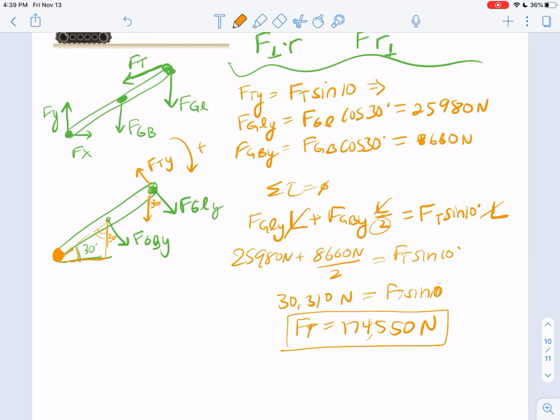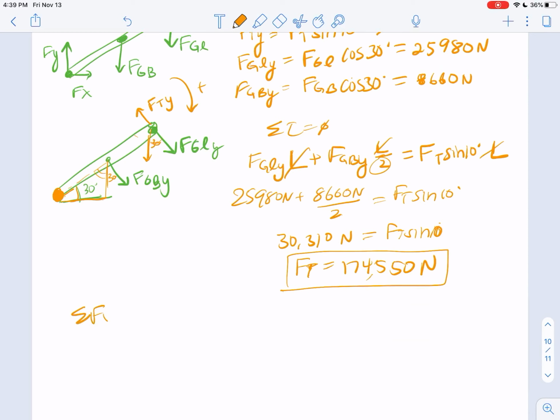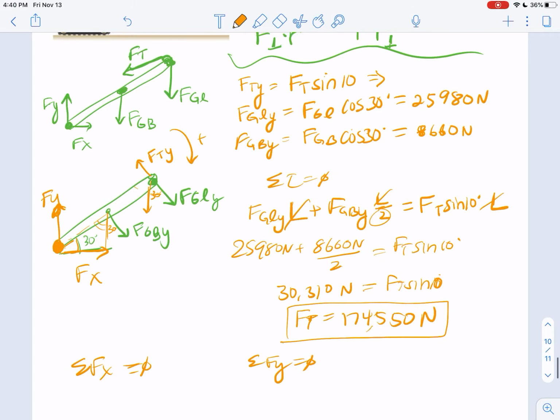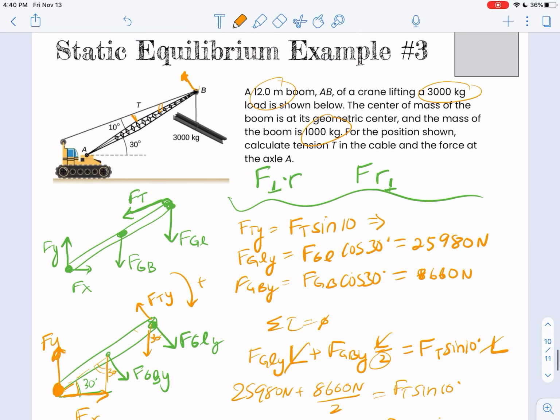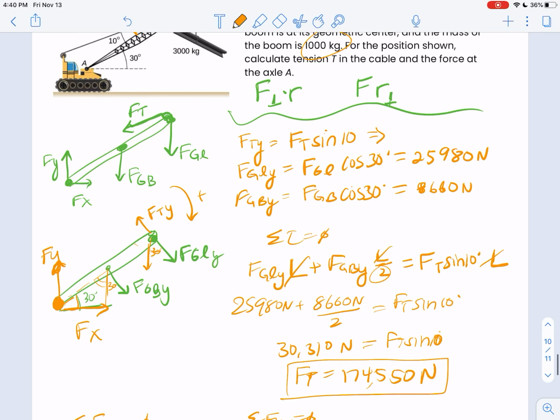Okay, so now we know the tension in the wire. Now we're going to sum the forces in the X and the forces in the Y. Remember, I had this Fy and this Fx. Now I don't care about the components, I only care about the tension component. Did I do that right? This is so hard to see. Now when I sum it, that's going to be a hassle. Yeah, I guess that's fine. I'm going to have to think about that.